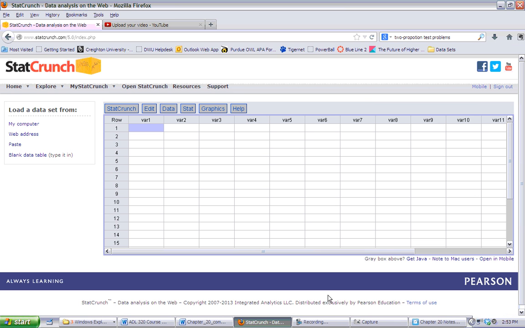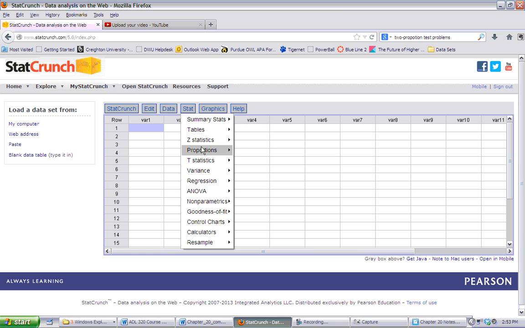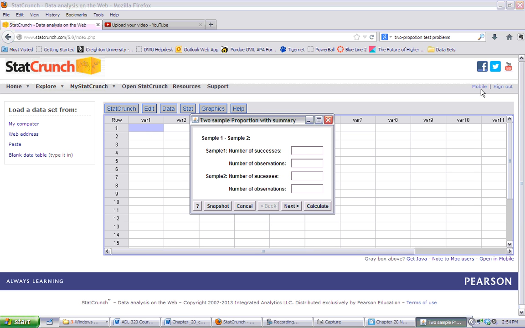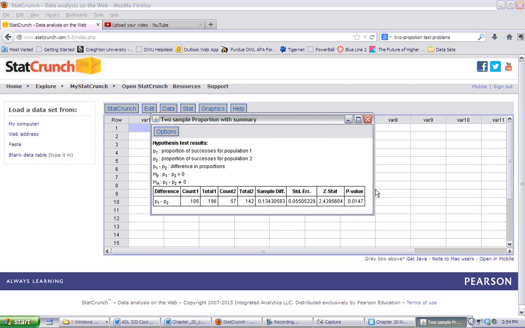So let's go over to our StatCrunch program. We're going to go to Stat, Proportion, Two Sample, and again, this is going to be with a summary. Our first sample is going to be our men, so we're going to include that 105 successes out of the 196 total. Out of our women, 57 out of the 142 developed a cold. We're going to do a hypothesis test, and since we're looking for a difference, it's going to be not equal. So we're going to click on calculate.